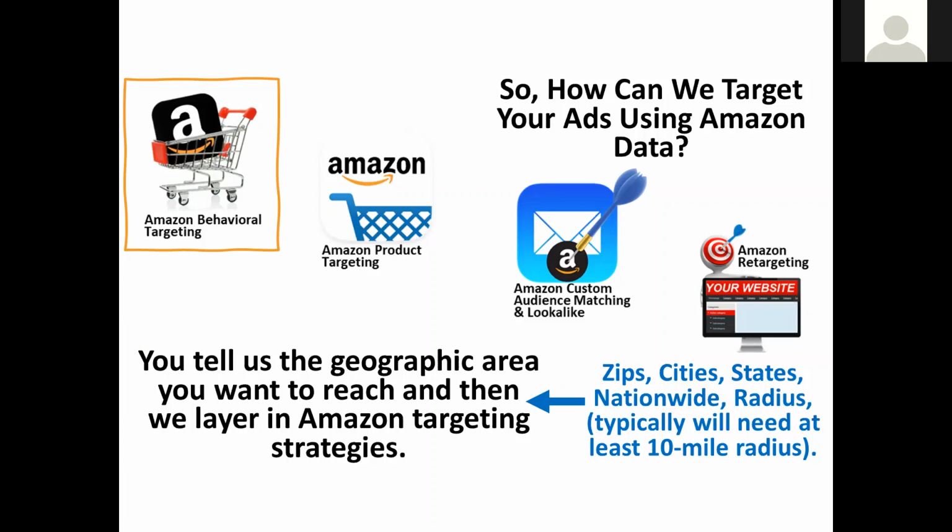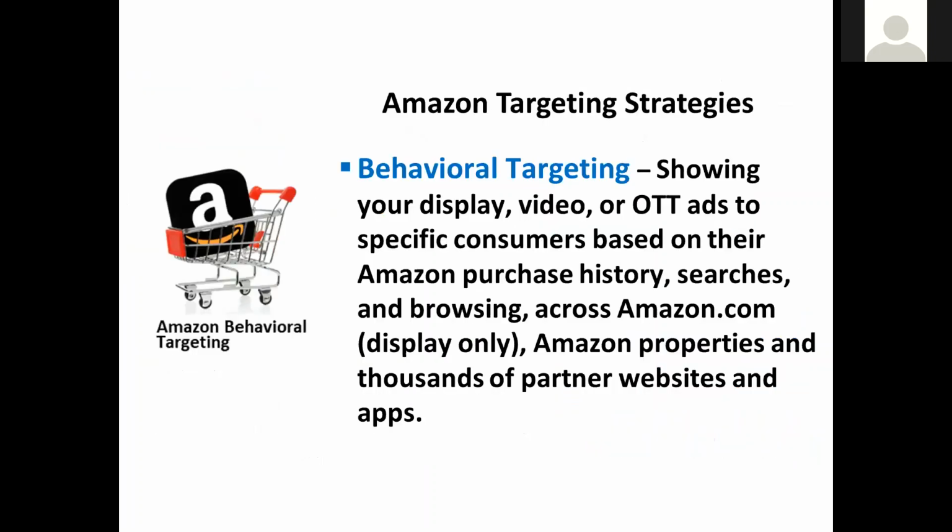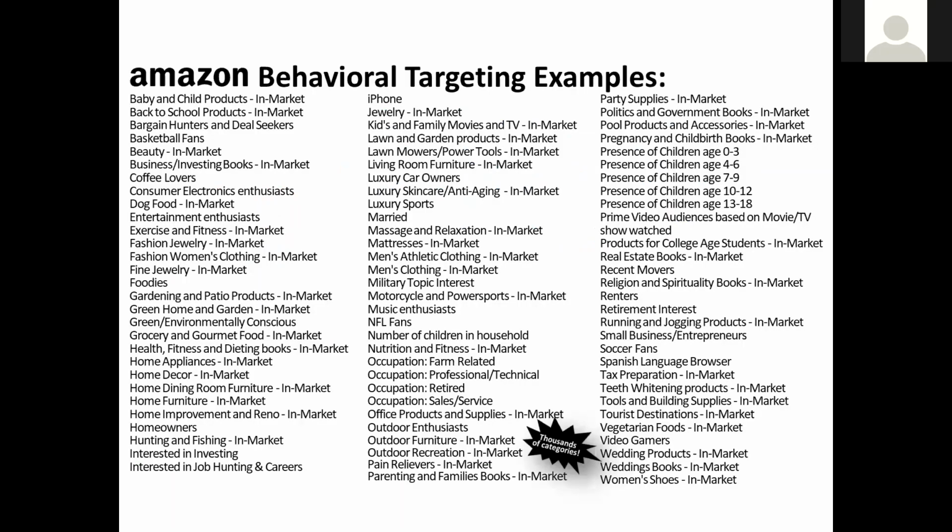Amazon behavioral targeting is the first. With behavioral targeting, we're going to show your display, video, or OTT ad to specific consumers based on their purchase history, the searches, the browsing, all the sites that they've gone to, all the places they've checked in across Amazon.com, Amazon properties, and all of those publishers, the thousands of partner websites and apps that we can target. Now, this is a very small sample of the thousands of categories that are out there. And we literally can do a behavioral targeting search.